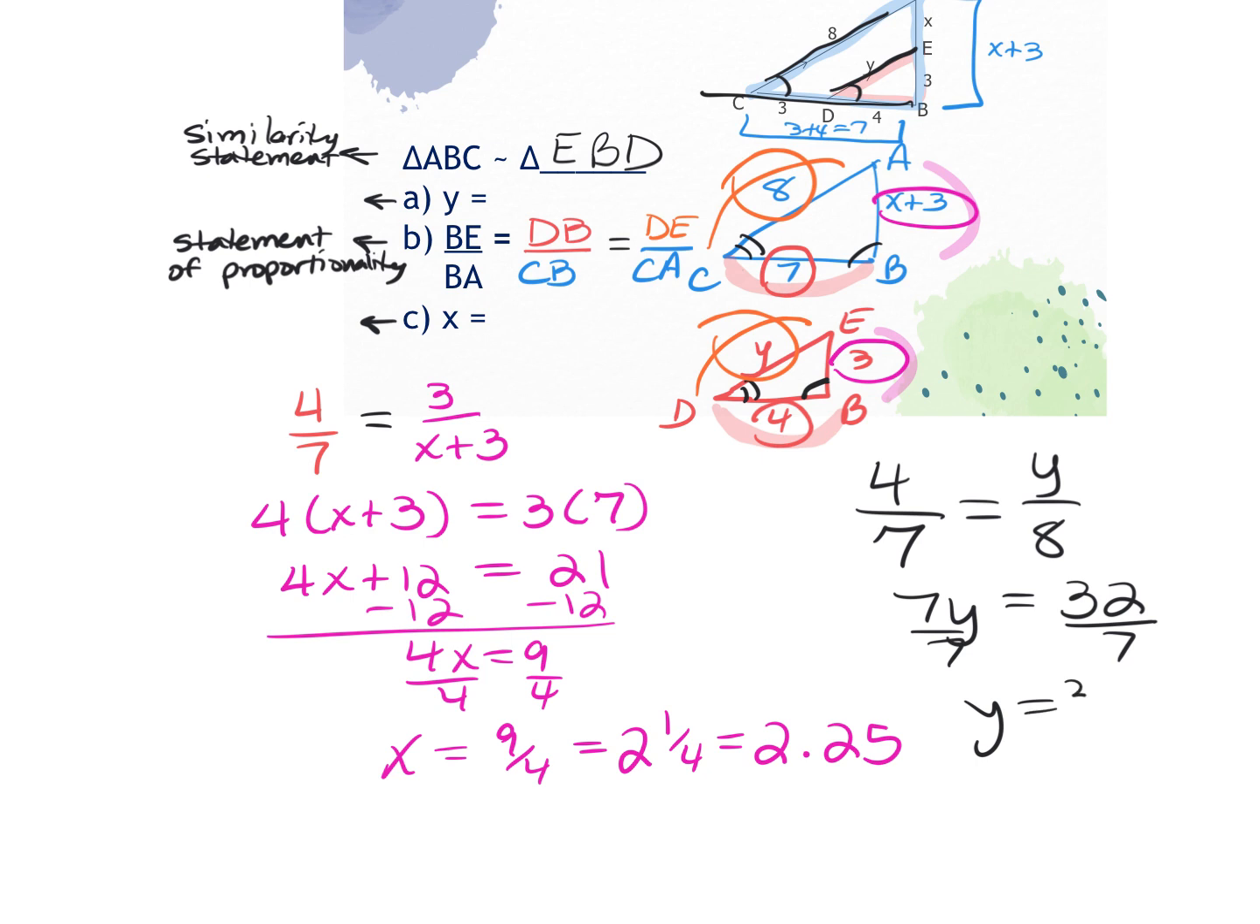7 goes into 32 4 times with 4 left over. I would just leave this a mixed number because it is a repeating decimal. So x, I would put it as 2 1/4, and then here 4 4/7.